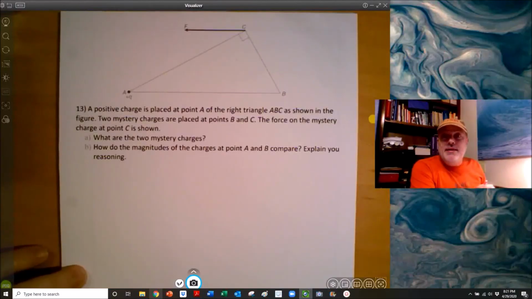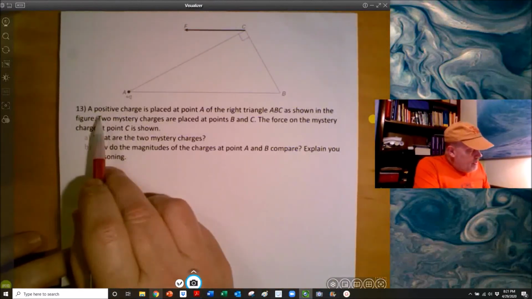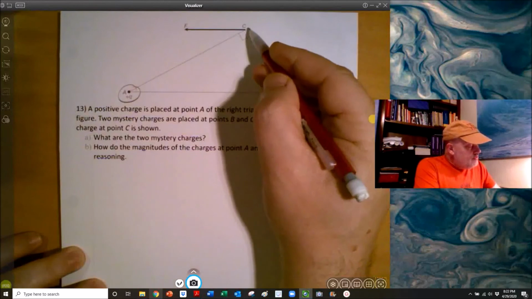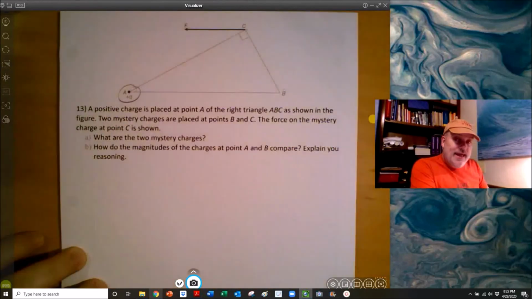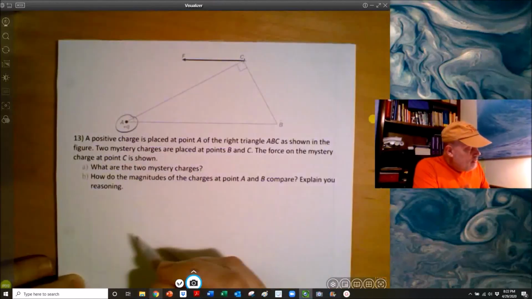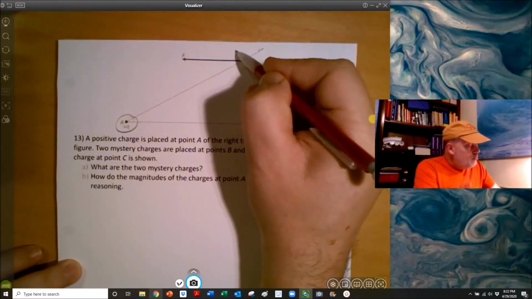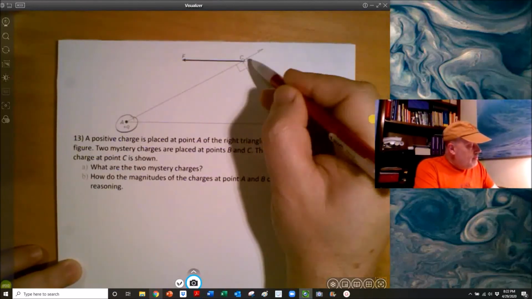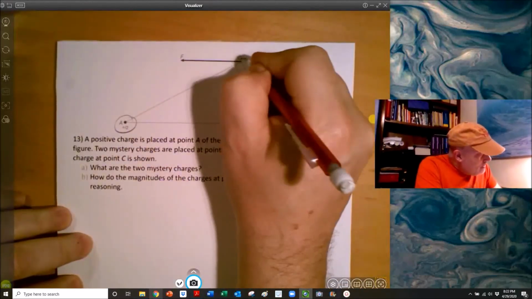All right, lucky number 13, our very last electrostatics problem. Thank goodness. So here we go. We have a positive charge placed here, and then we have two mystery charges placed at C and B, but we know the force on C is to the left. So what are the two mystery charges? Well, let's just take a guess. What if this one's positive? Then this one would push it away, and if this one was positive, it would push it away. That won't work. So what if it's negative? Then that would pull it, and that won't work either. So that means this one can't be positive. It has to be negative.